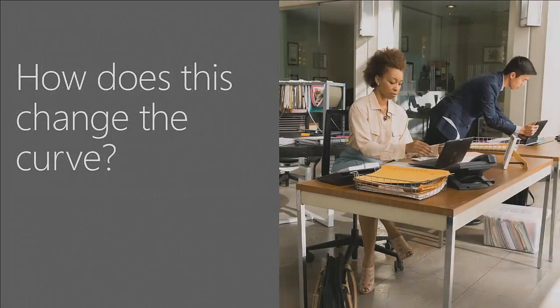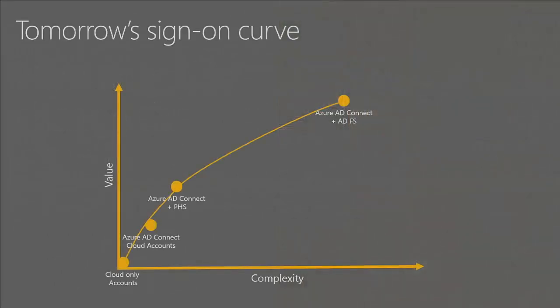So how does that change my curve? Let's have a look. So this is my line before. So I can go ahead and say I ran Express and I enabled the single sign-on option. When I enable that single sign-on option, I really didn't add any particular complexity. I'll show you how it works in a minute, but we actually create a computer account in your domain, and that's it. We don't add any infrastructure. So really, the amount of complexity is about the same, but the value to your end user is somewhat higher.